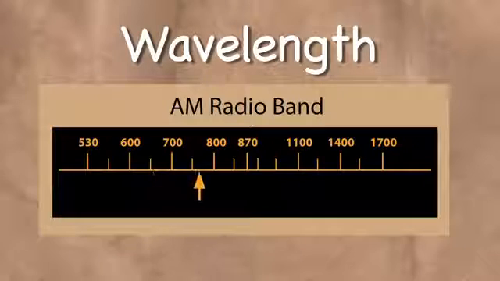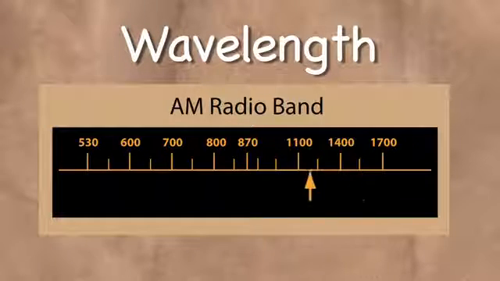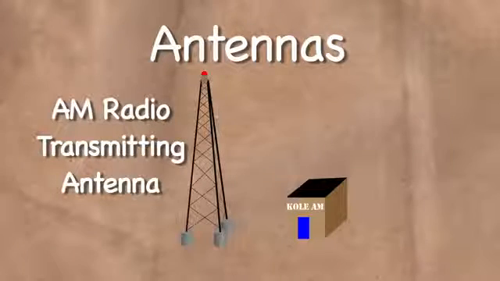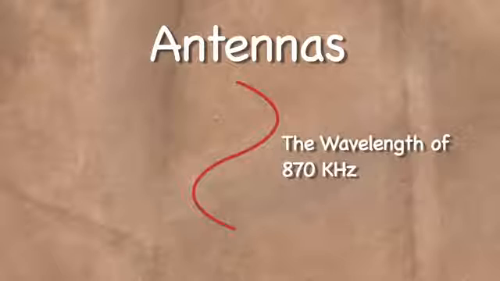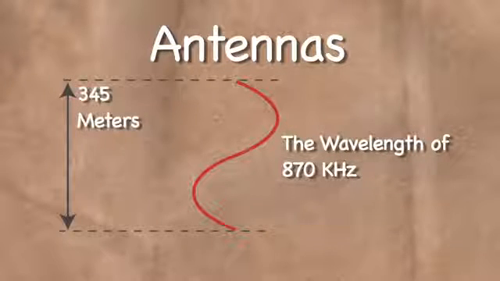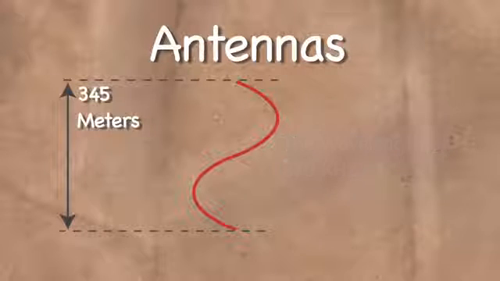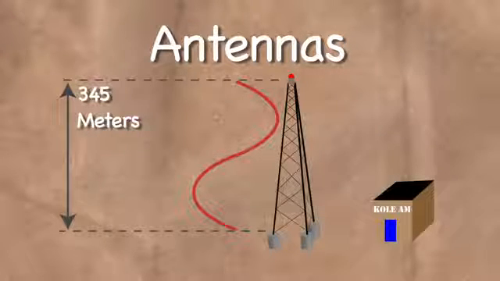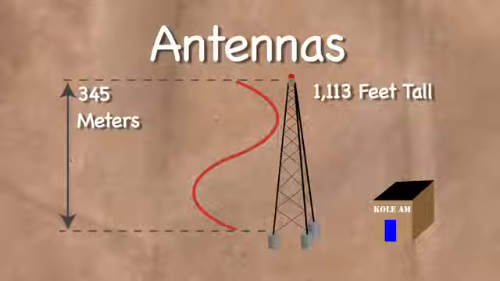That 870 kHz RF signal mentioned earlier is the frequency used for one of the channels in the AM radio band. In order to broadcast this signal, an antenna is required of the correct size for the frequency's wavelength. An antenna the same height as the wavelength would be 345 meters tall, or 1,113 feet. This would make a very impractical and costly tower to build.